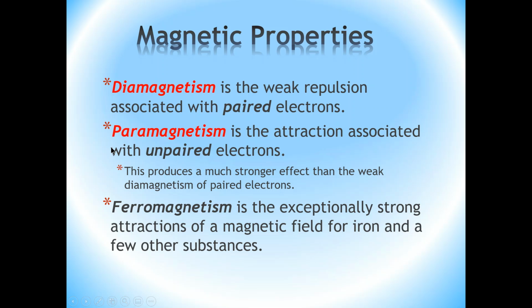And let me just say that in the case of paramagnetism, all you need is just one unpaired electron in order for paramagnetism to be the property displayed by such atoms. Then there's a third type of magnetism, which is known as ferromagnetism, and this is an exceptionally strong attraction that a magnetic field will have for iron and a few other substances. In this section, we'll be concerned primarily with paramagnetism. So for the most part, if you have a structure that has unpaired electrons, then this will display paramagnetism.